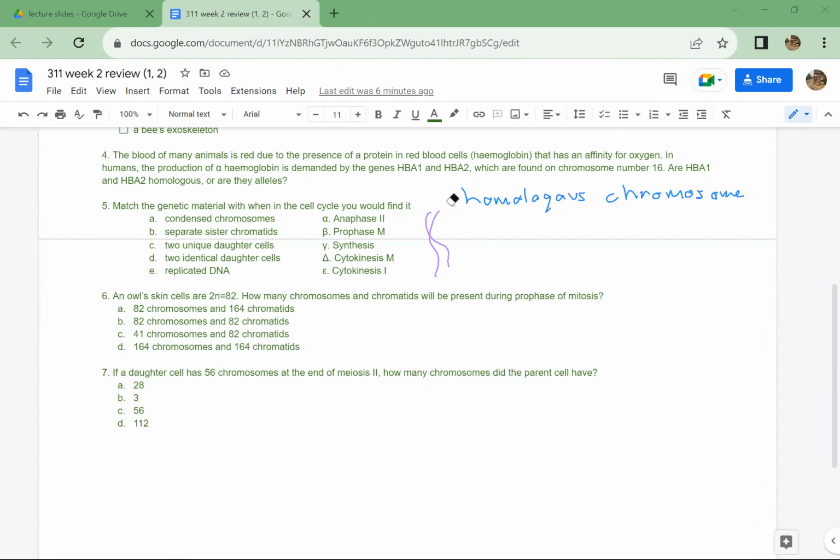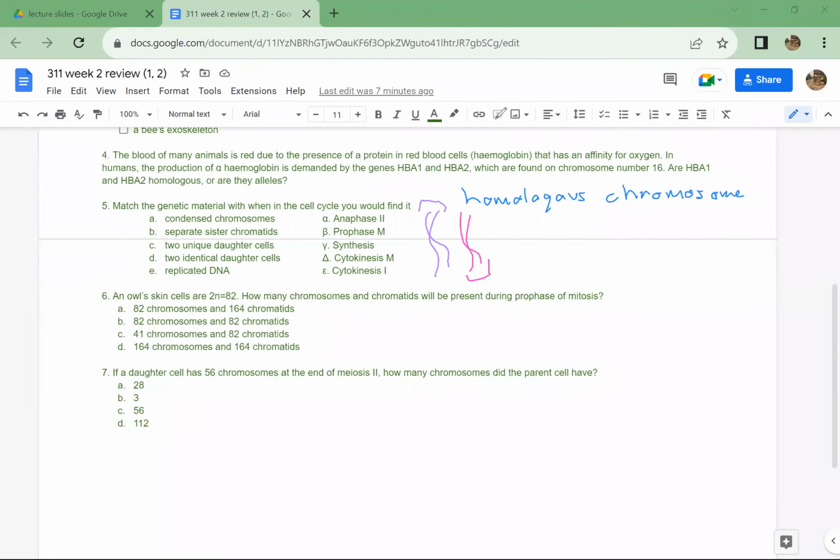Now, we have these two chromosomes. We have a chromosome that is made up of two sister chromatids, and we have another chromosome that is made up of two sister chromatids. So we know the relation of this one to this one, this structure to that one, but what is the relationship of this chromosome to this one? These two are homologous.